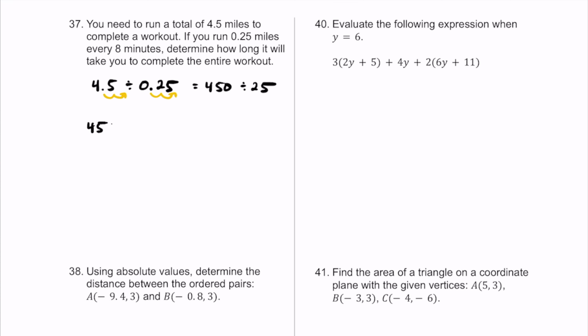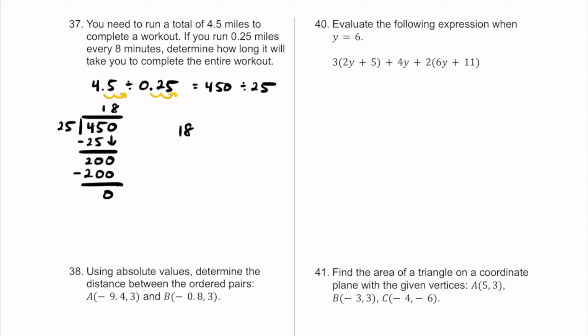So if we do 450 divided by 25, it's going to go in 1 time to 45, that's 25, with a remainder of 20, and bring down the 0 here. So 25 into 200, that's going to be 8. 8 times 25 is 200, remainder of 0. So this is going to happen 18 times.